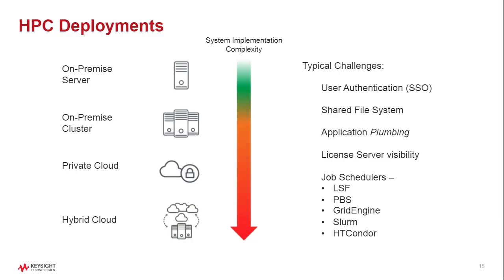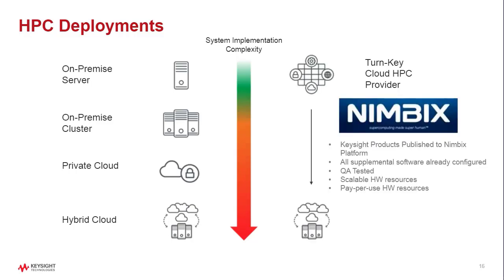But luckily, it doesn't need to be hard, because in introducing our partners today, Nimbix, we have a very easy way to have scalable hardware resources in the cloud with a single turnkey approach. Some of the benefits of using a company like Nimbix is that we as Keysight publish our products directly to the Nimbix platform. We make sure all the supplemental software is already configured and set up. It's QA tested. And you get access to the scalable hardware resources, and it's pay-per-use for the hardware that you need.